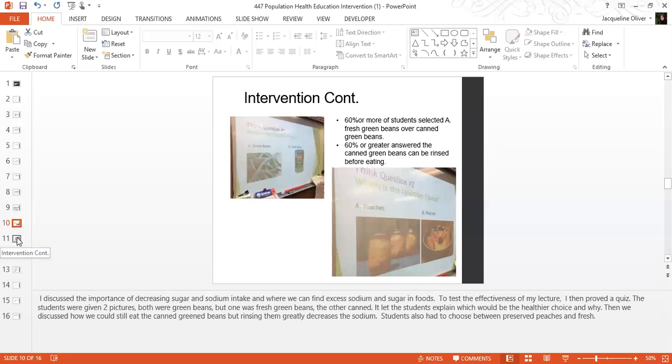And also, we discussed how, though they may not have those options, because canned green beans or canned vegetables may be the only thing their family has at home, they can rinse these items to make them healthier, to avoid that excess sodium, salt, and sugar.